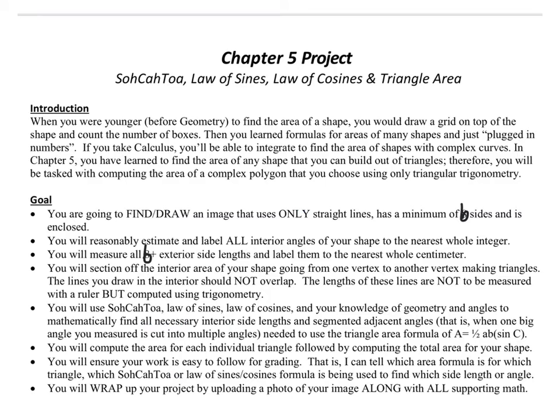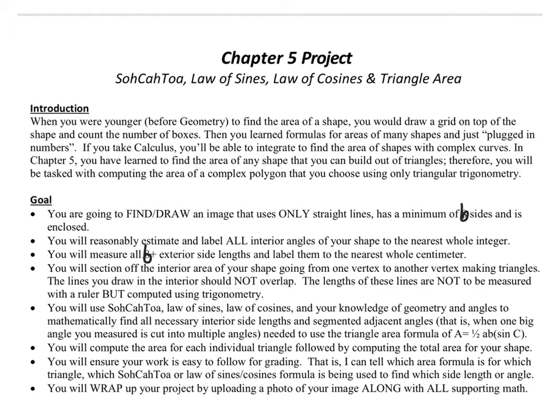So the goal of this project is you want to draw a polygon that has at least 6 sides, and it has to be enclosed. It could be concave, it could be convex. The only thing it can't be is a regular polygon. So for example, a 6-sided regular polygon is a nice, perfectly looking hexagon. That's the one shape you can't do.